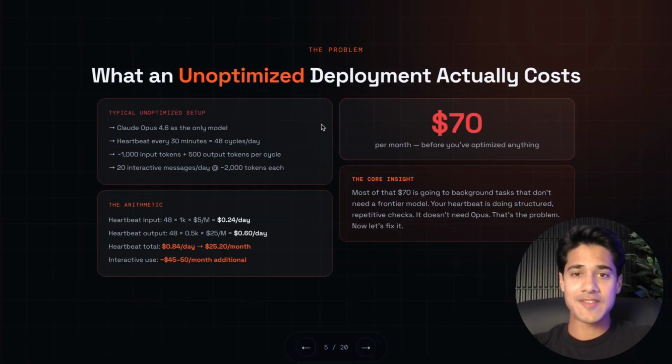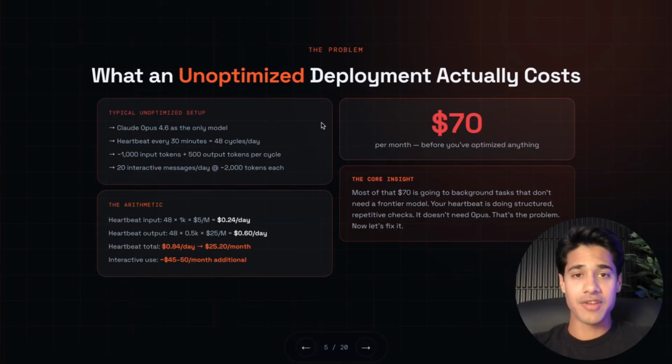Input cost is 48 cycles times 1,000 tokens times $5 per million. That's 24 cents per day on input. Output cost is 48 cycles times 500 tokens times $25 per million. That's 60 cents per day on output. Total comes to 84 cents per day just for the heartbeat. Over a month, that's $25.25, and that's before you've even asked your agent a single question.